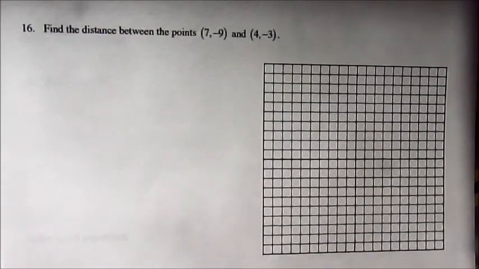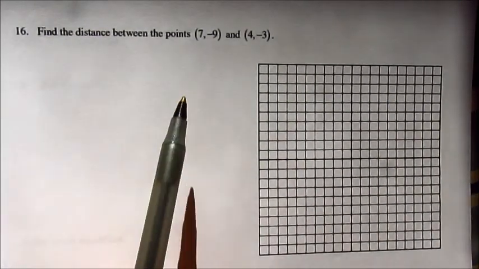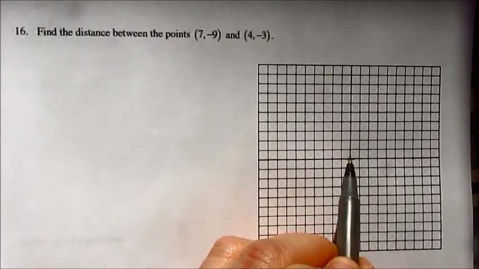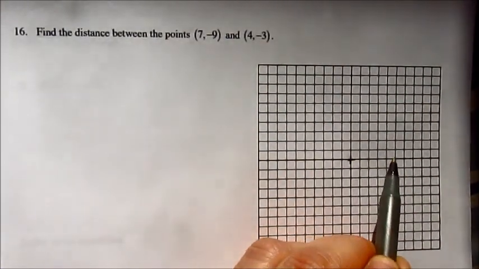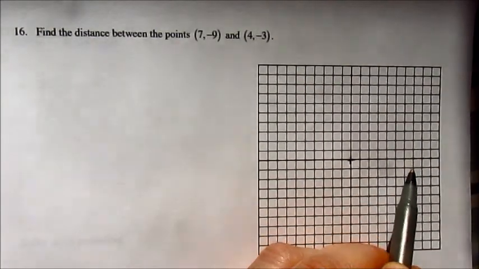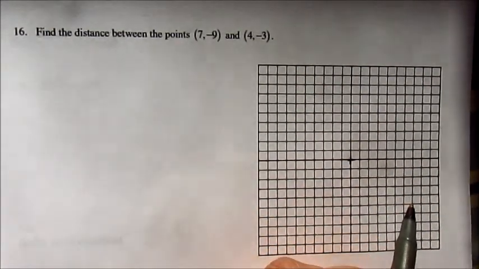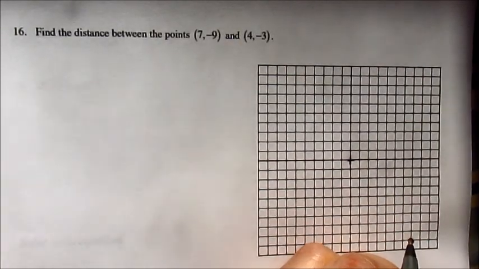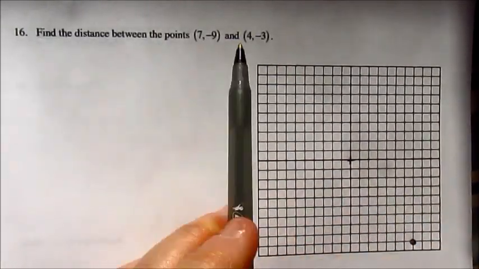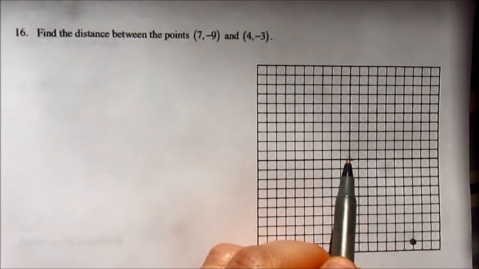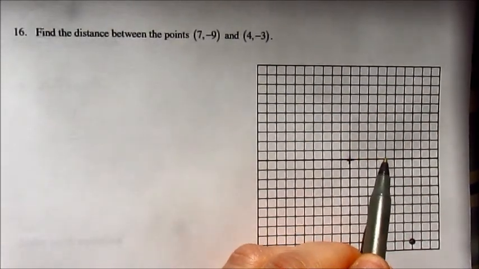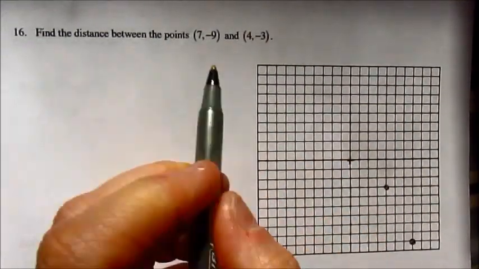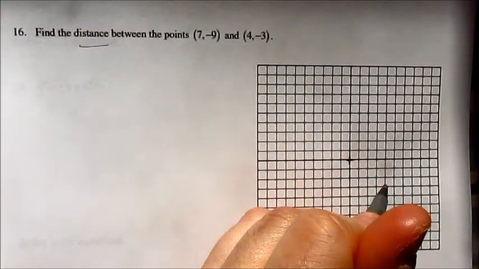This is one I don't think we covered, but it makes sense. This is our 0 mark. Let's get the point 7, -9, that's the first point. The second point is 4, -3. So I need to find the distance between these 2 points.